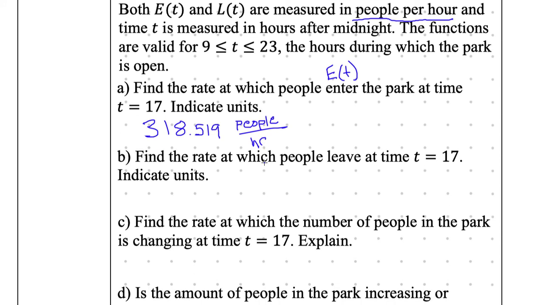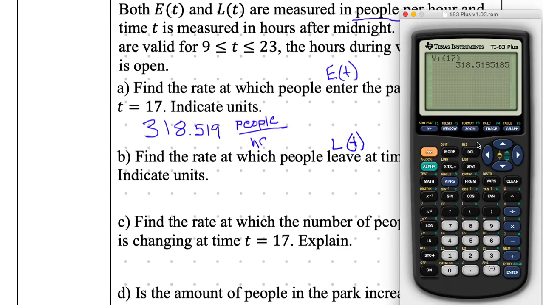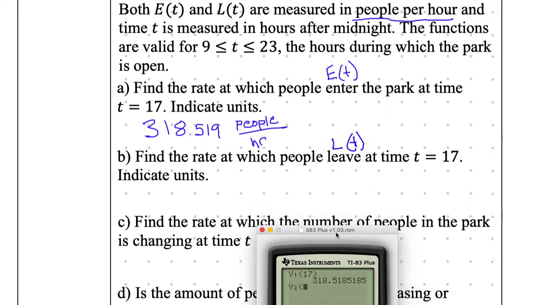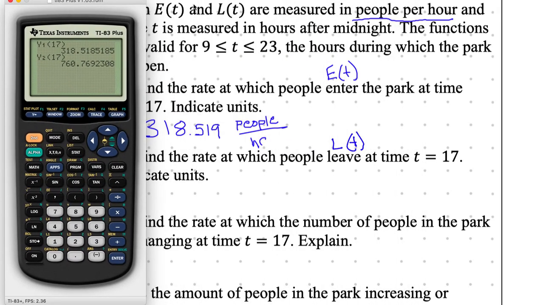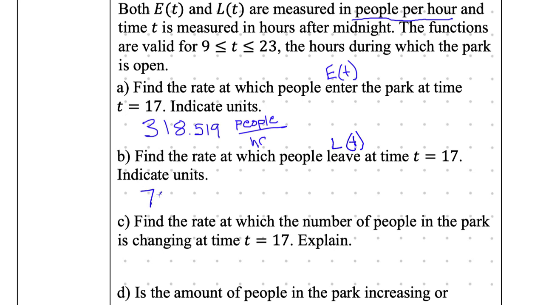B, find the rate at which people leave. Which function are we talking about now, Gio? The second one, L of t. Thank you. So let's plug it in. I do vars right, enter 2, the y2 of, and it's still at 17, right? Yeah, at 17. And I get 760.769. Again, indicate units, people per hour. So far, so good. Nothing too tricky.